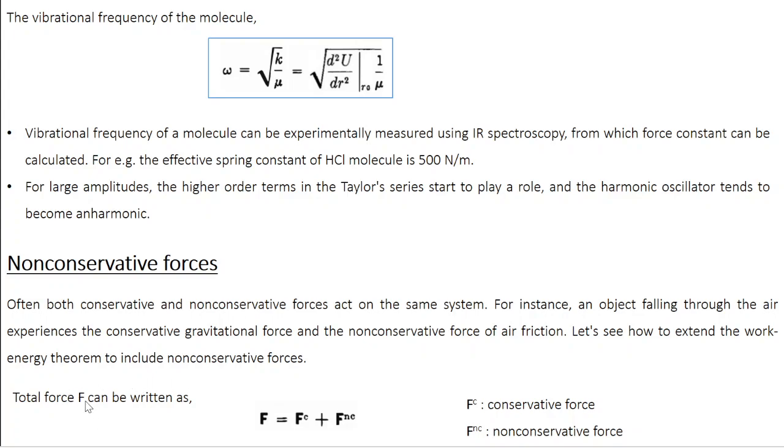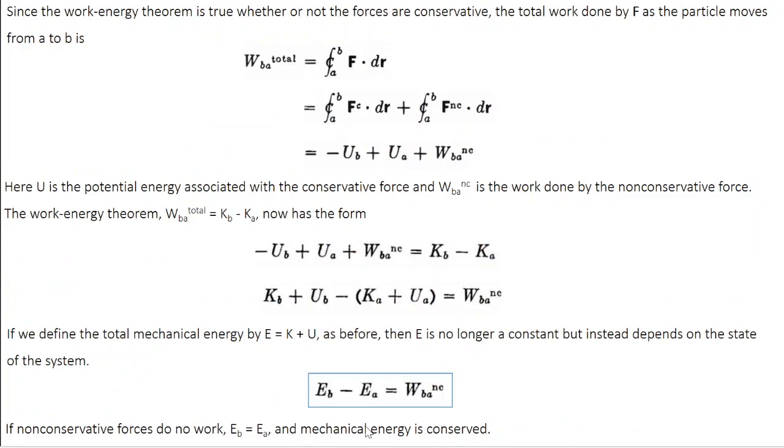So if you write the total force F as the conservative force Fc plus non-conservative force Fnc, then since the work energy theorem is true whether or not the forces are conservative, the total work done by F as the particle moves from initial position A to final position B is given by WBA total equal to integral A to B F dot dr. Now I can write F in terms of Fc and Fnc. So this is integral A to B Fc dot dr plus integral A to B Fnc dot dr.